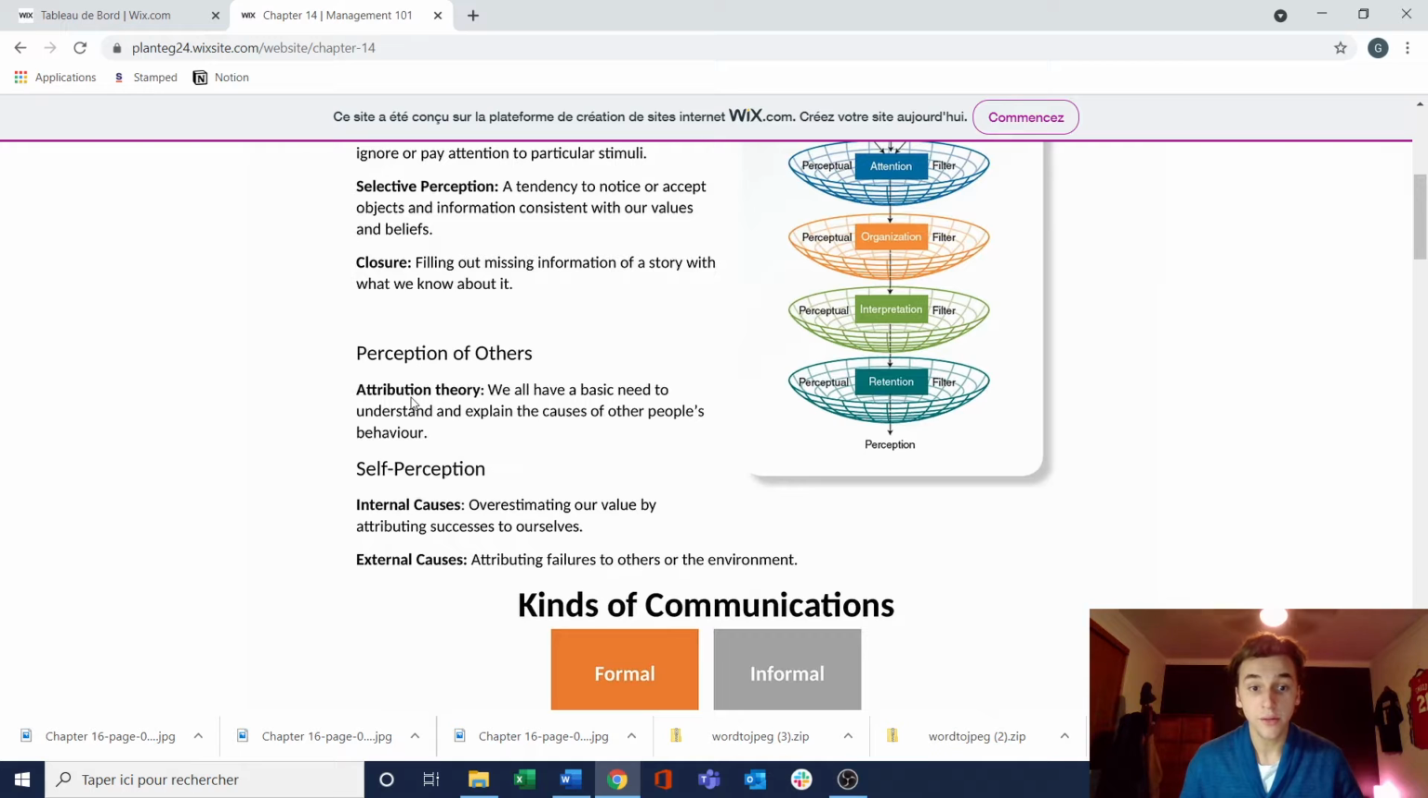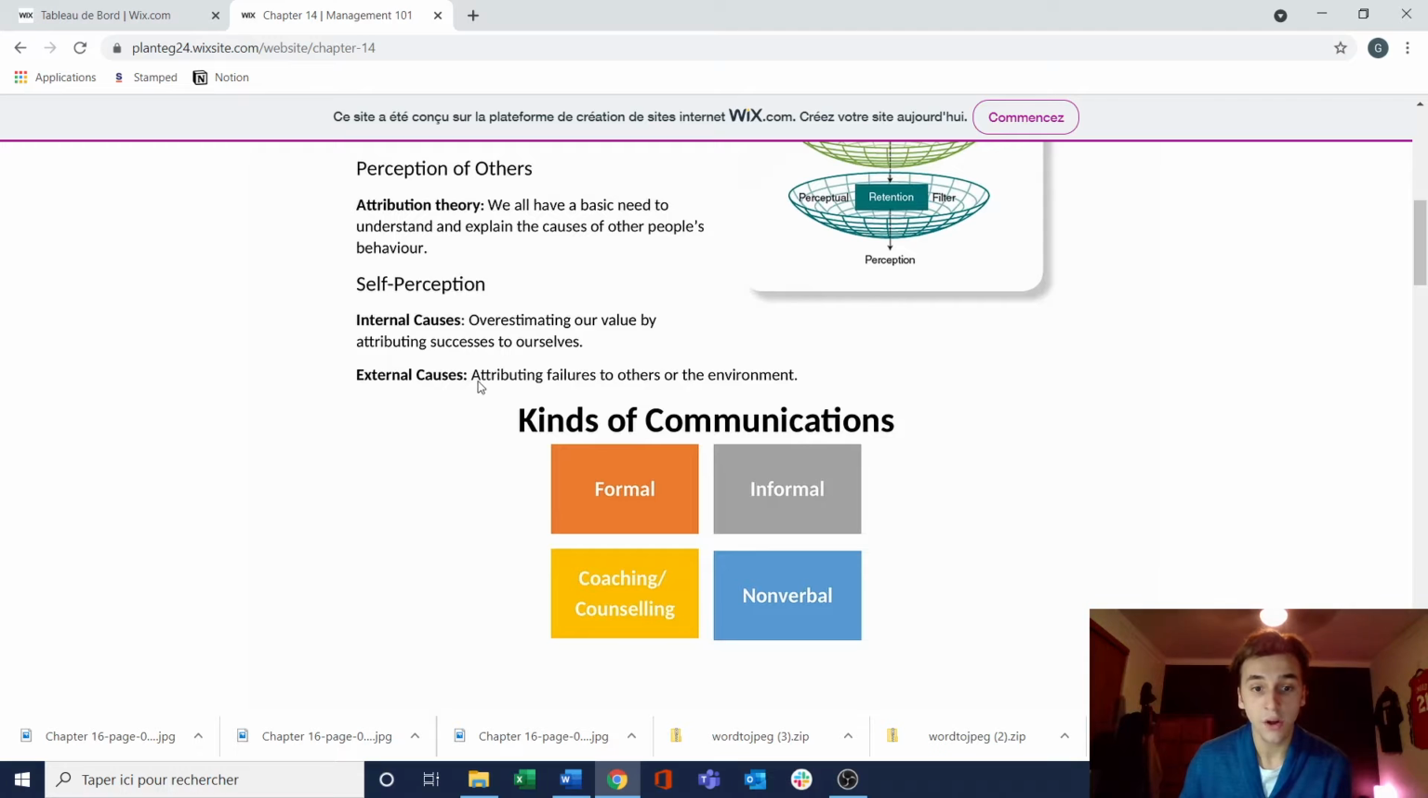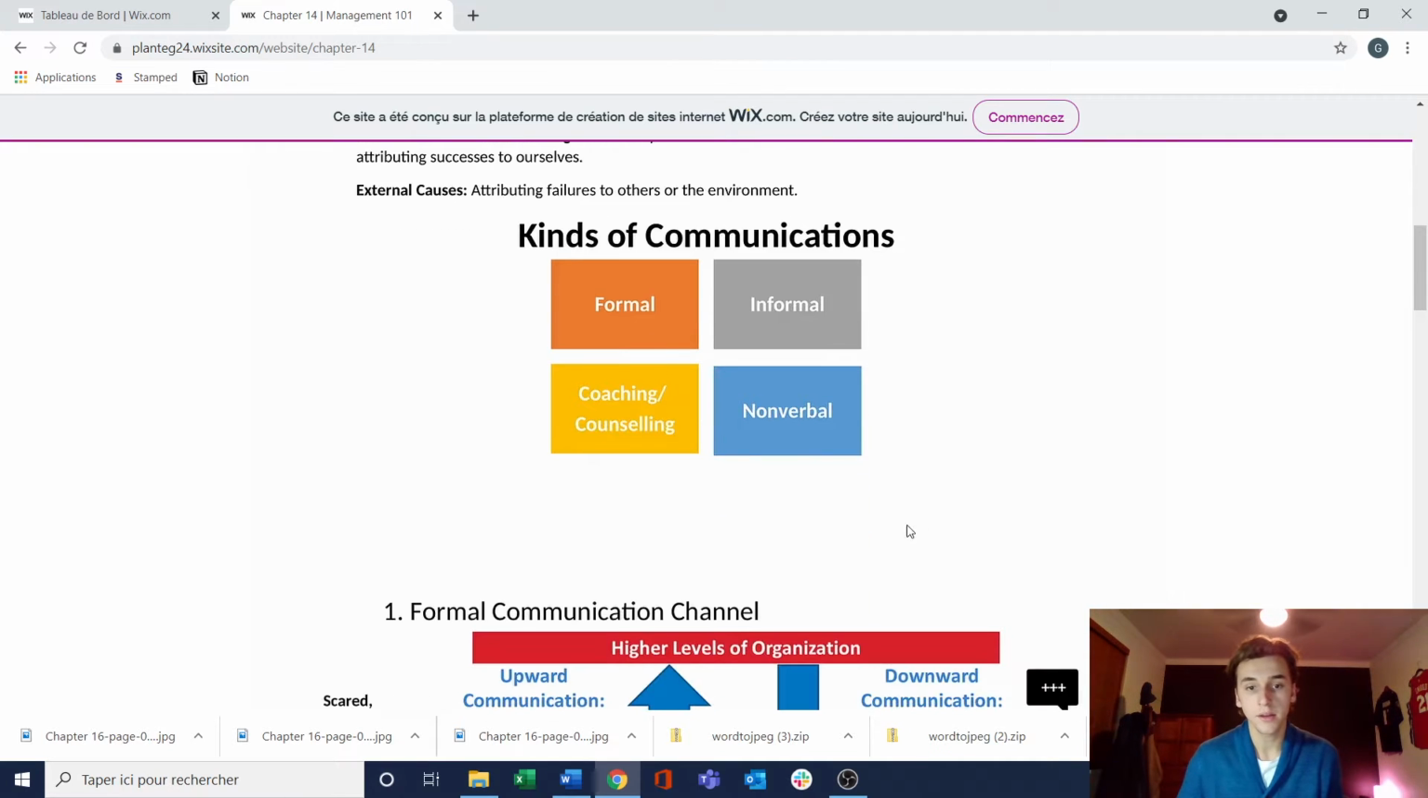Next, there's the perception of others with the attribution theory. We all have a basic need to understand and explain the causes of other people's behavior. We tend to go into the other people's skin, and sometimes we don't really understand this person. So you must be careful when doing so. As for the self-perception, there's internal and external causes. The internal causes is overestimating our value by attributing successes to ourselves. External causes are attributing failures to others in the environment.